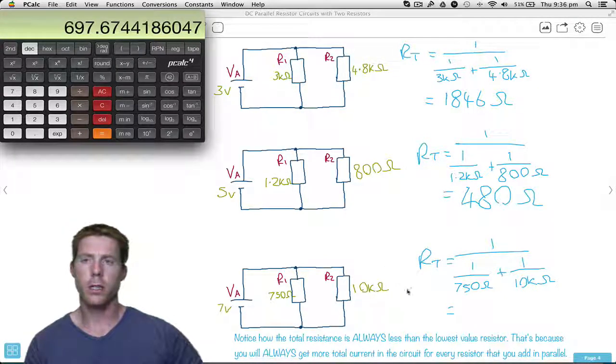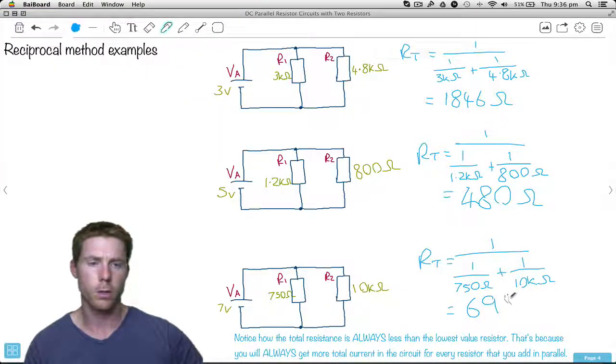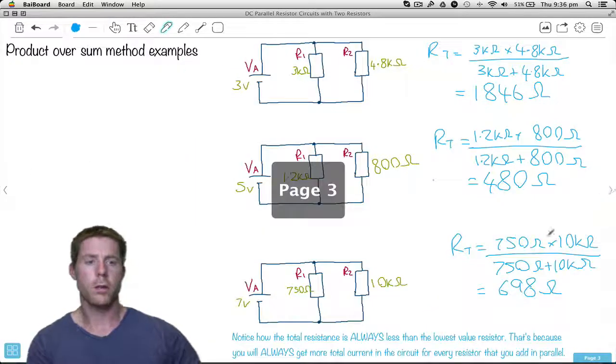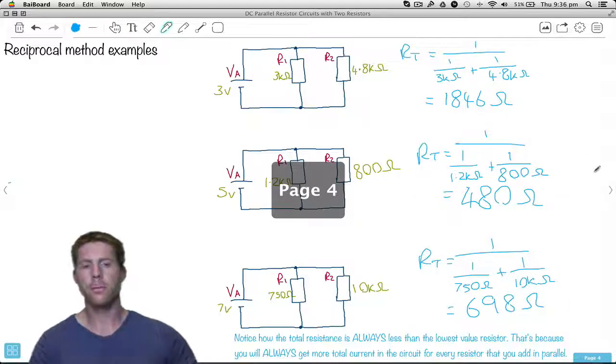There's our 697, now we round it up to 698. 698 ohms. Exactly the same as what we had over here. Oops, 2 pages. Same as what we had over here.